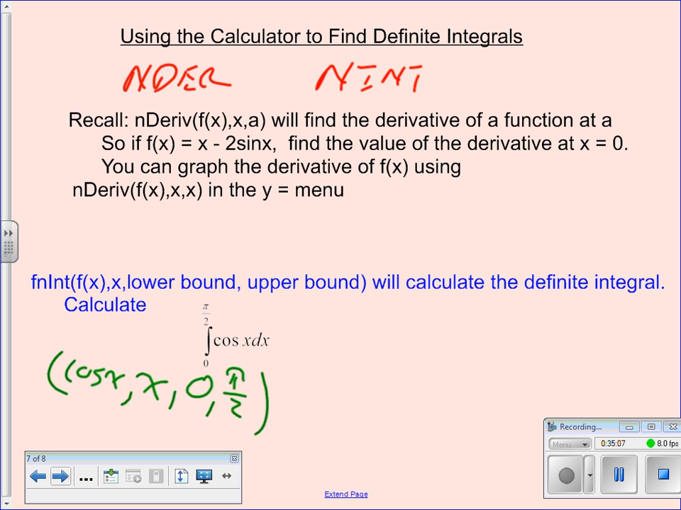Now, who's done this? What'd you get? You got 1? Let's see, so the antiderivative of cosine is sine. So sine of pi over 2. Sine of pi over 2 is 1. Minus the sine of 0, which is 0. Should be 1. I'm doing it in my head. Sorry, I'm a little rusty on doing it in my head. So let me go ahead and pause this.